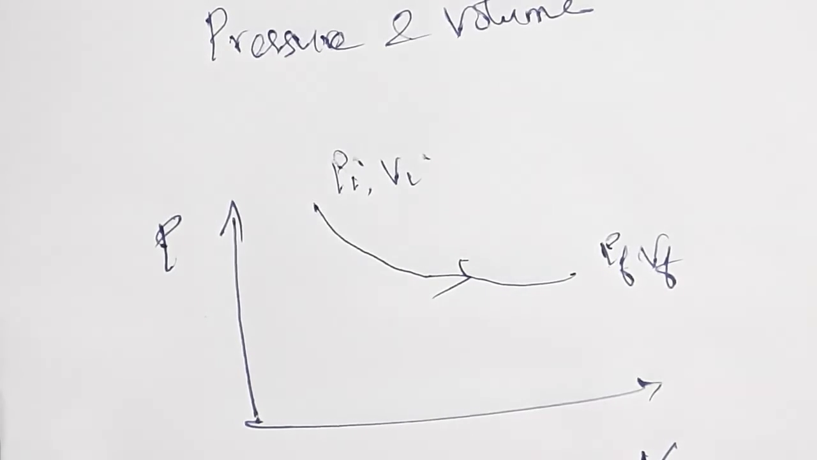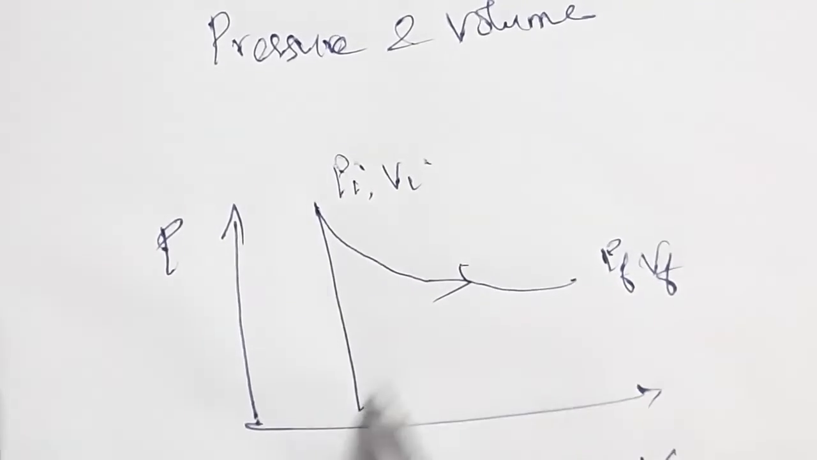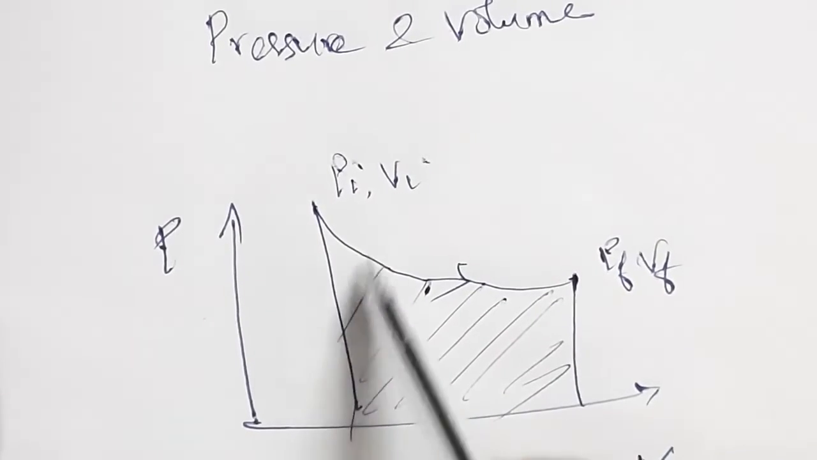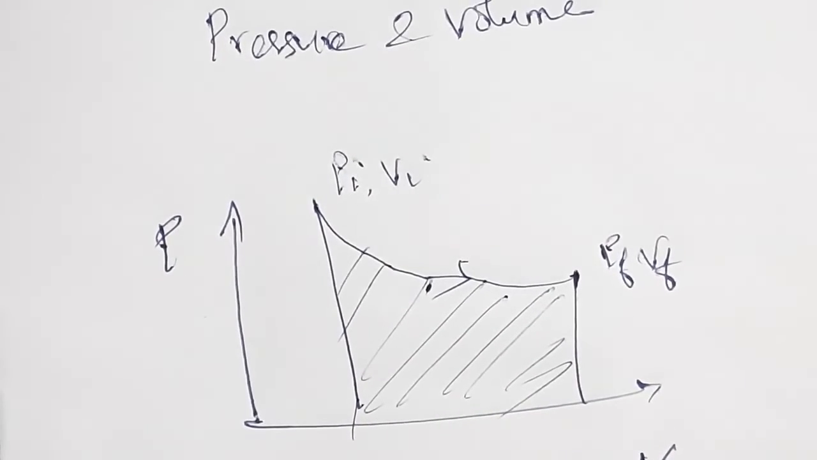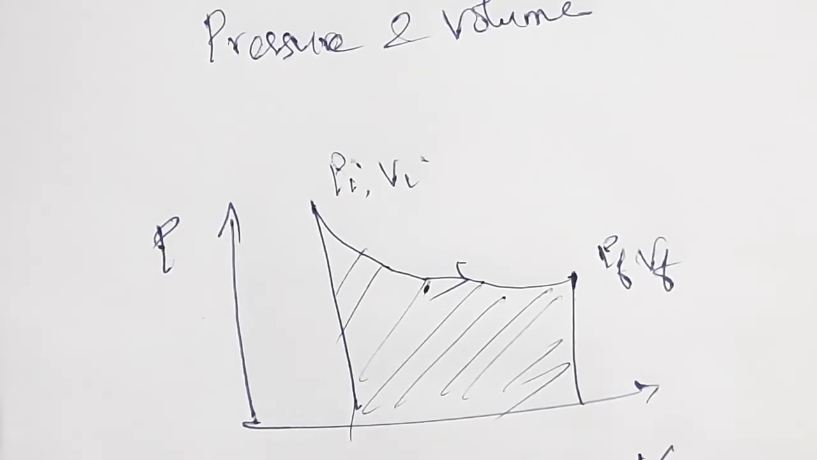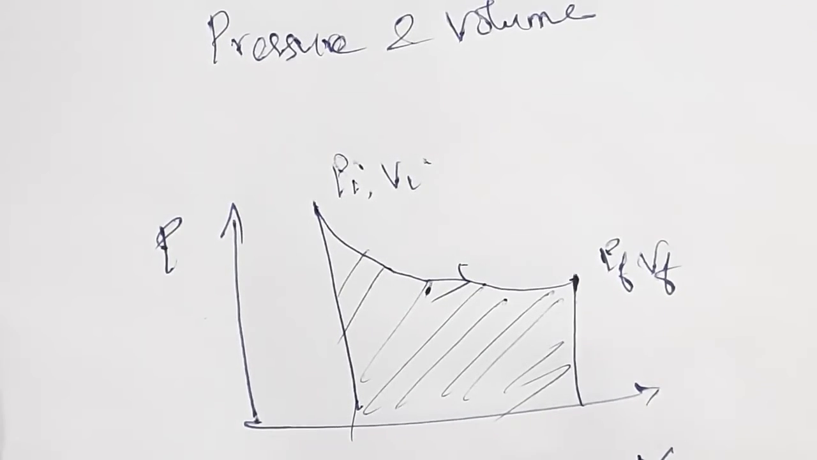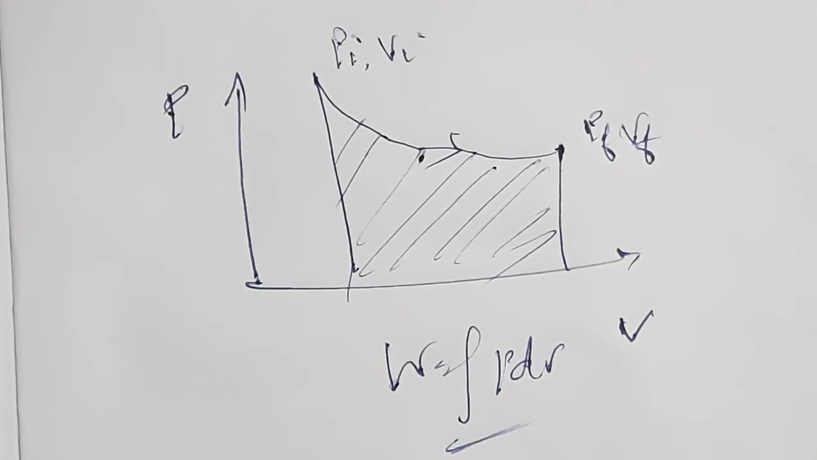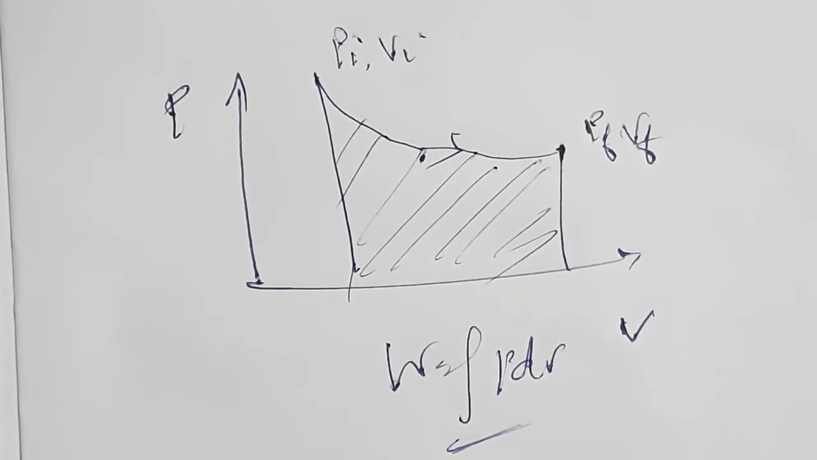Okay. So how can we calculate work done? The area under this curve is equal to the work done. So W is equal to the integral of PdV. So this is about the PV diagram. It is nothing but a graph between pressure and volume of the system. So with the help of this diagram we can calculate the work done. That is, if you calculate the area, that is equal to the work done.